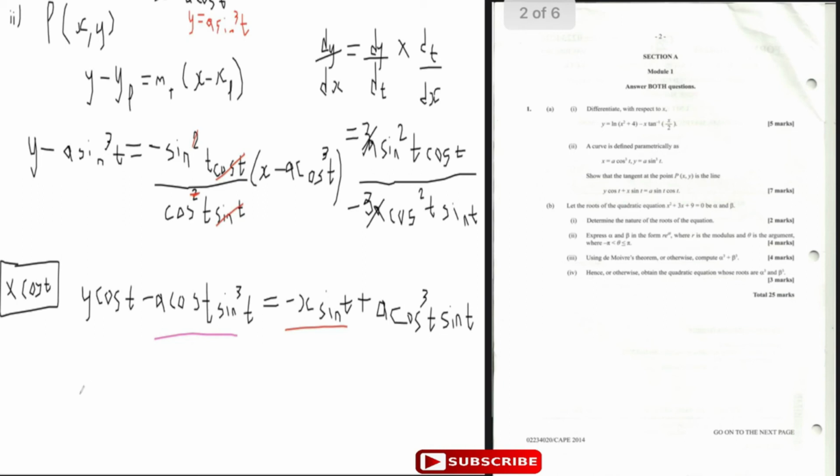Bringing over this, we're going to get y cos t. Bring over x sine t, so it becomes plus x sine t. And that's going to be equal to, we bring over a cos t sine cube t, so it becomes a cos t sine cube t, plus a cos cube t sine t.